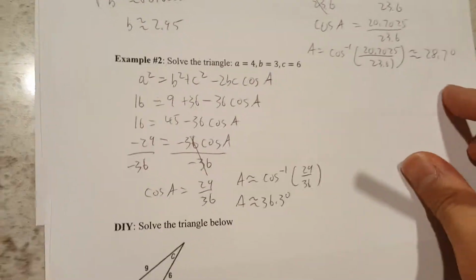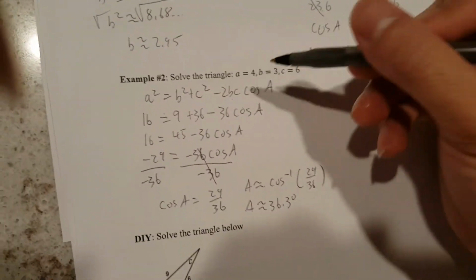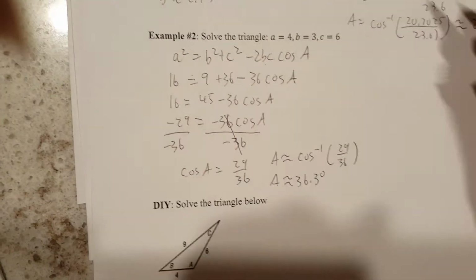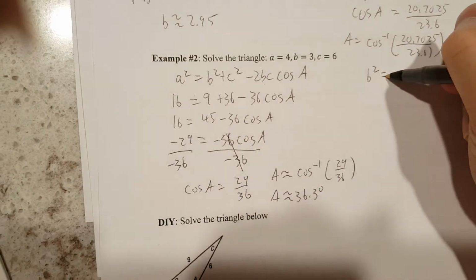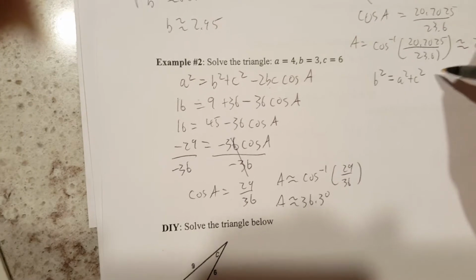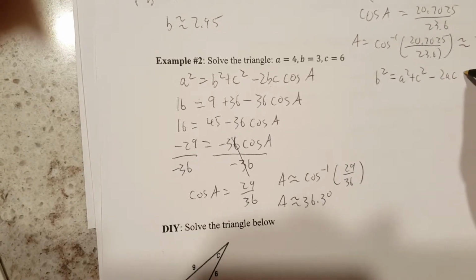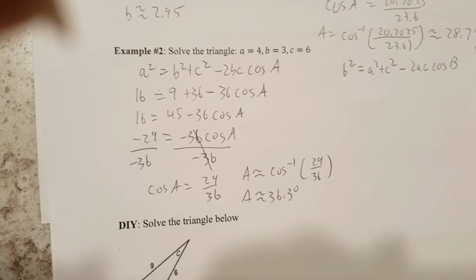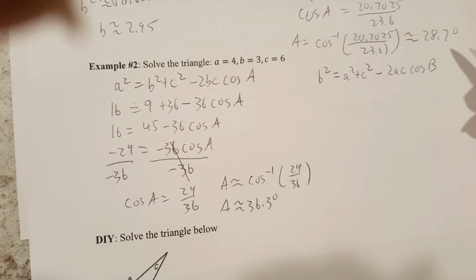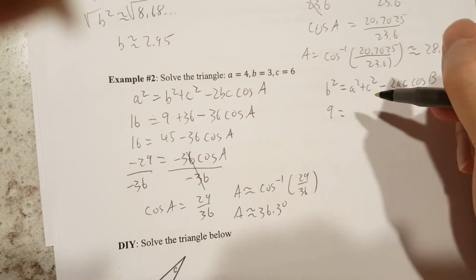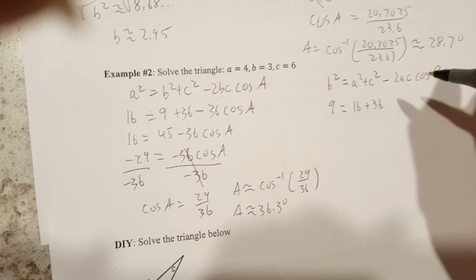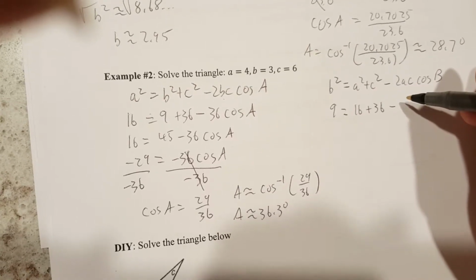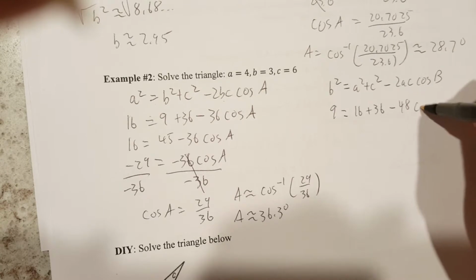Now, we don't have another angle. So what I have to do is go through this process one more time to find a second angle. And from that, I could find a third angle. So I'm going to use B squared is equal to A squared plus C squared minus 2AC cosine B. And so now it's just the same thing that we were doing on the left side. Okay, so I know this is going to be 9, this is going to be 16, this is going to be 36, minus 2AC is 2 times 4 is 8, 8 times 6 is 48, cosine B.